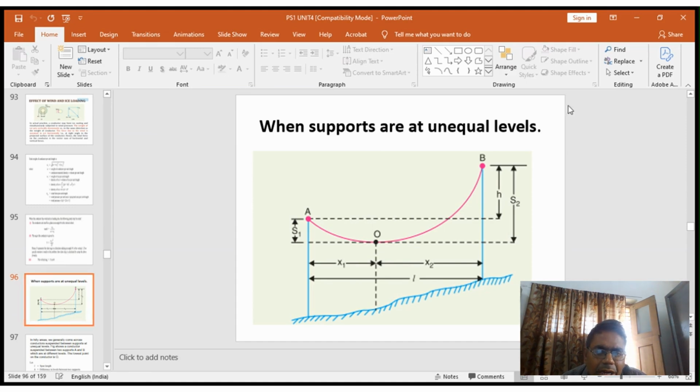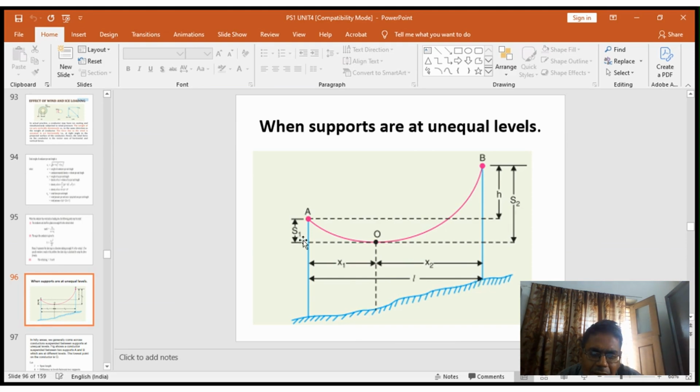When supports are at unequal levels, for example a conductor suspended across a river crossing, the two supports are at unequal heights. One is pole A and the other is pole B, but the lowest point is not the midpoint in case of supports at unequal levels. Then x1 is the distance of the lowest point from tower A, x2 is the distance of the lowest point from tower B, and L is the span length.